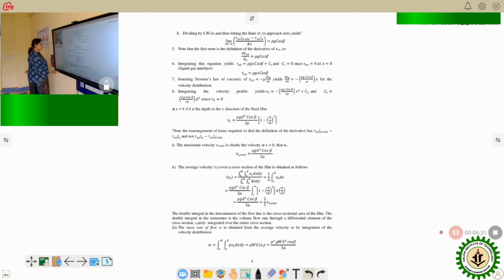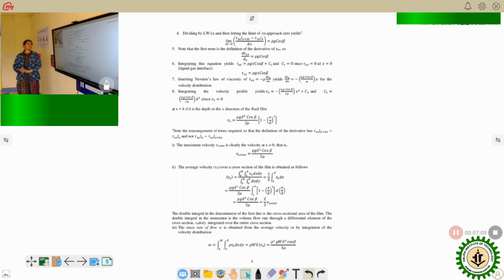After that, what will we do? We will divide by the constant terms. What are the constant terms? The constant terms are L, meaning length, W, meaning width, and del x, meaning differential thickness. So we divide by the constant terms and take the limit as del x approaches 0. So the limit as del x tends to 0 of tau xz at x plus del x minus tau xz at x, divided by del x, equals rho g cos beta.